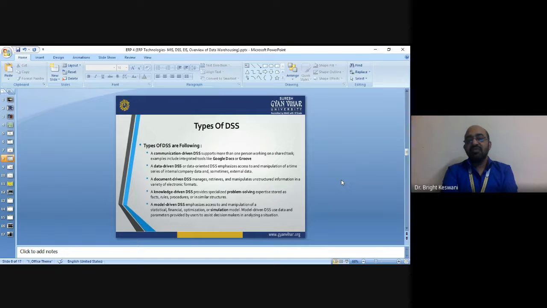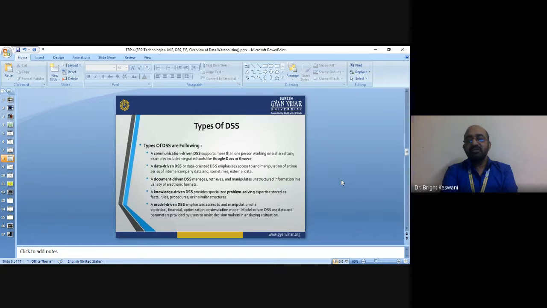When we talk about a model driven DSS, it emphasizes access to the manipulation of a statistical, financial, optimization, or simulation model, and model driven DSS use data and parameters provided by users to assist decision makers in analyzing a situation. So, these are some types of DSS. Let us talk about the characteristics of DSS.